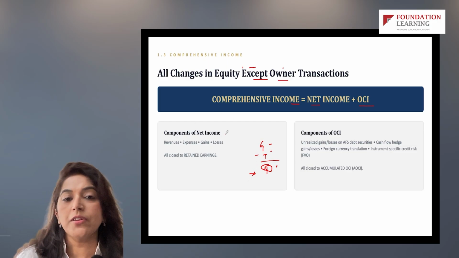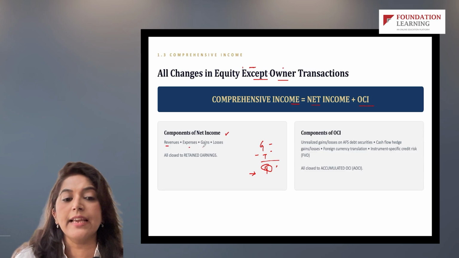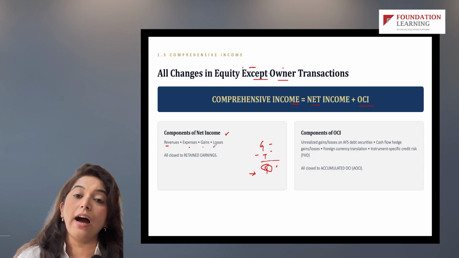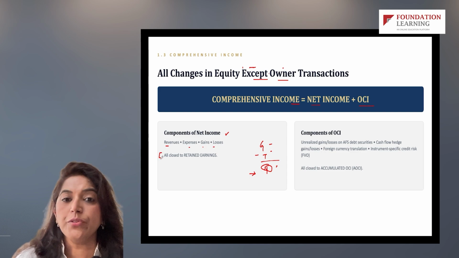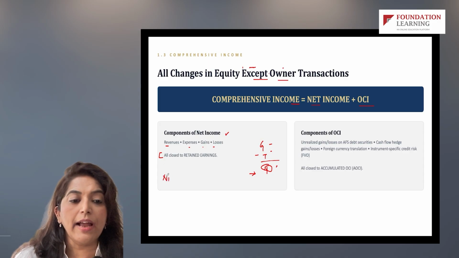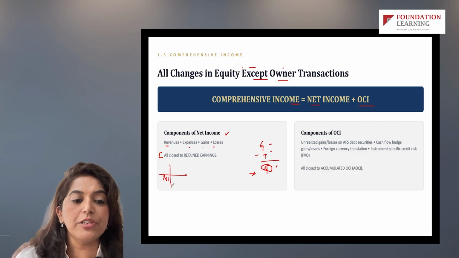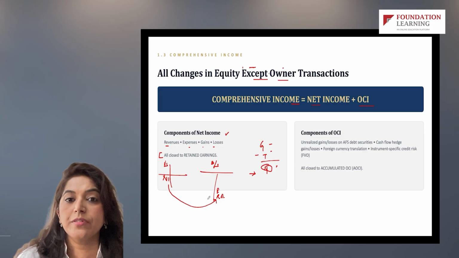So what are the components of net income? We've discussed in the earlier lecture. It is revenue, expenses, gains and losses. All these items are treated in the income statement, right? And eventually close to retained earnings. So this is the net income calculation. Let's say this is income statement, and when we move on to balance sheet, under equity retained earnings, this net income item goes, right?